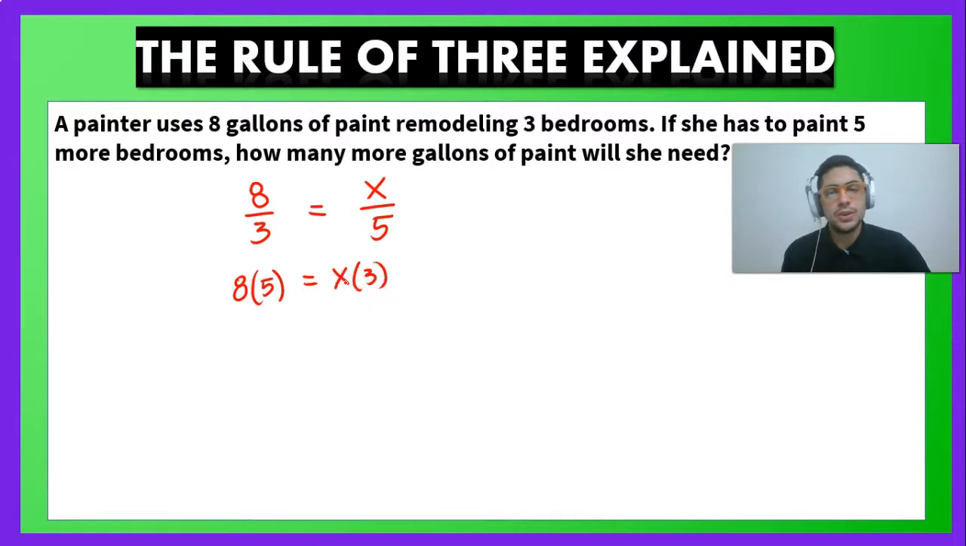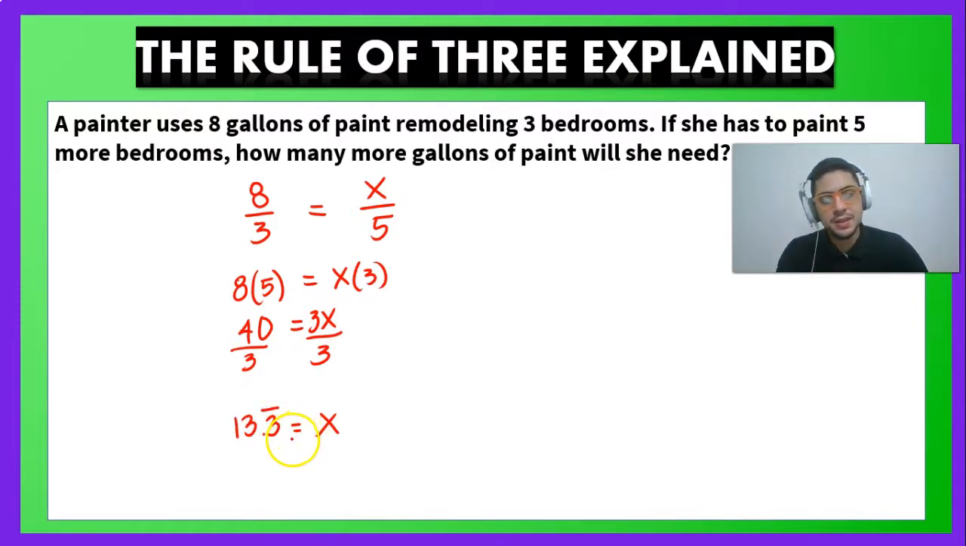And now what we do is that we solve it. So 8 multiplied by 5 is going to be 40, and that is going to be equal to 3 times x. Now, in order to find the value of x, what we do is that we divide on both sides by 3. So we get that the value of x, or the amount of gallons of paint, is going to be equal to 40 divided by 3, which is 13.3. And that is going to be the amount of gallons, guys.